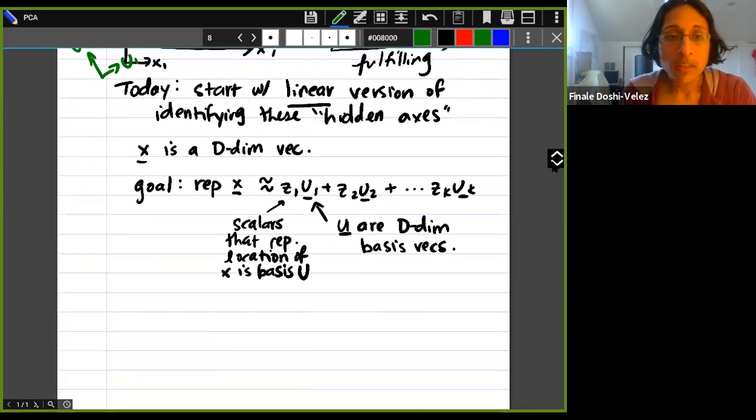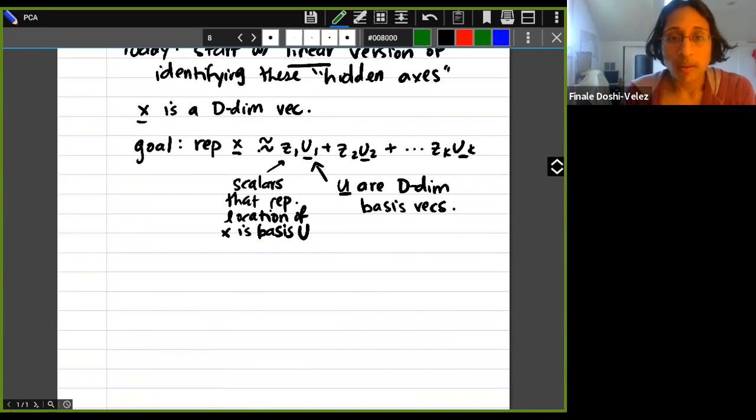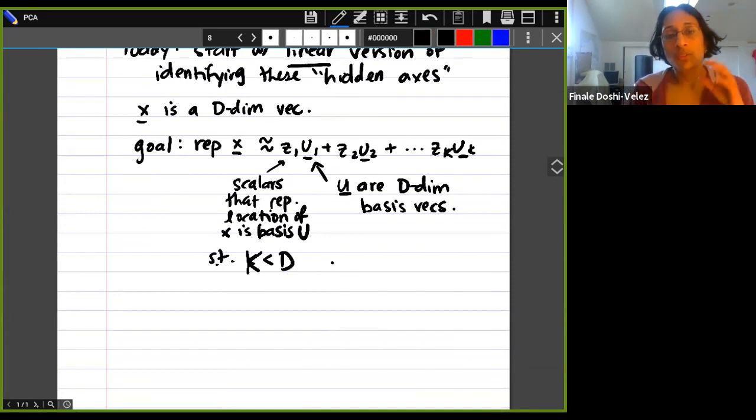So my goal is to represent my X vector in this lower dimensional basis, such that K, capital K here, is less than D. So I want to choose a basis of less size than the dimensionality of the space. And I want to still describe X well.